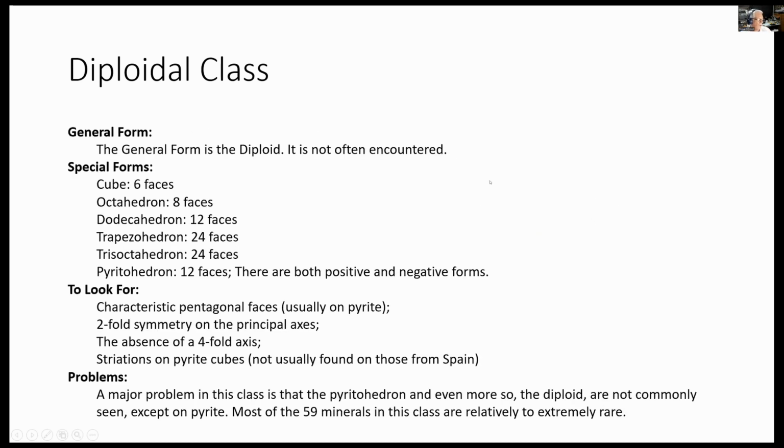And it says here it's not often encountered apart from with pyrite, obviously it was very common. And again, you've got a number of separate special forms. And this is where it starts to get a little bit confusing. We have a cube as a special form here, but we had a cube as a special form in two of the others that we've already looked at as well.